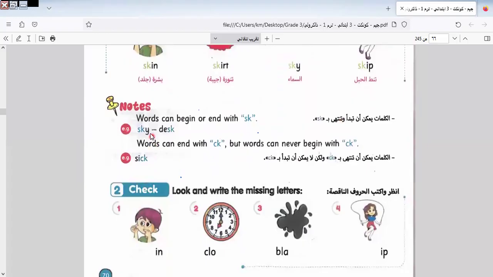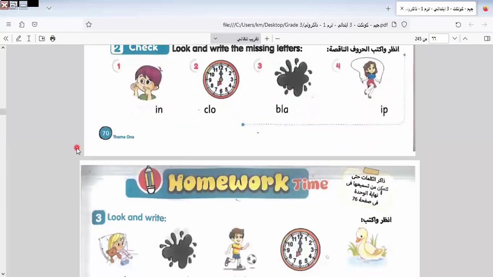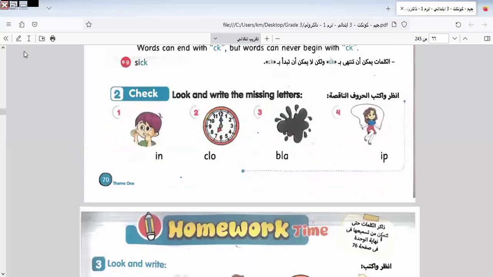Let's go to another one. Note here: sky and desk end with SK, and we have CK ended by what? By C. Here are the words related to these sounds. Here we have skin. I will write two of them, and I will leave the rest for you to do by yourself after keeping the vocab.